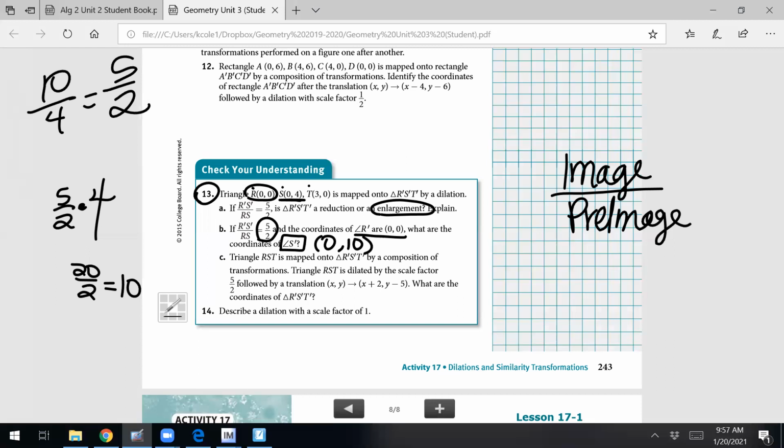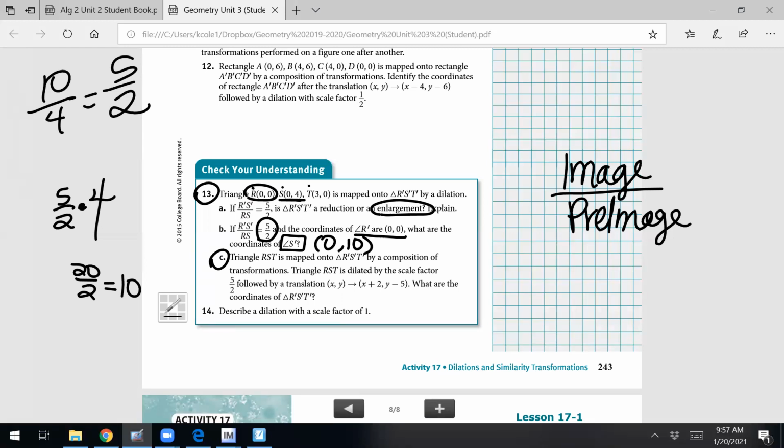Now, let's go to C. We didn't get that far yesterday. It says triangle RST is mapped onto R prime, S prime, T prime by a composition of transformations. Composition of transformations just means we're stringing these things together. We're doing multiple transformations. So it says triangle RST is dilated by a scale factor of 5/2, followed by a translation. Then it gives you the translation.